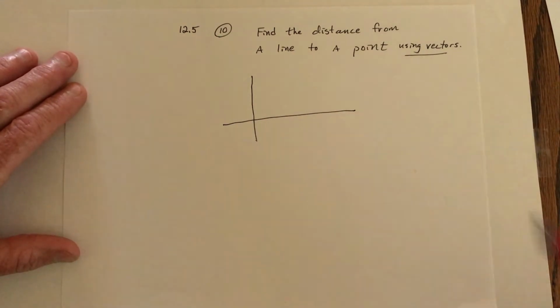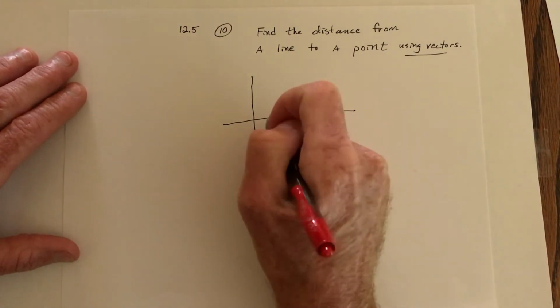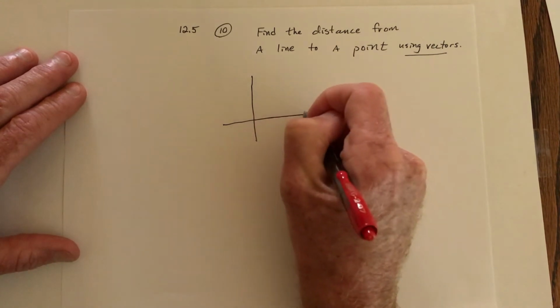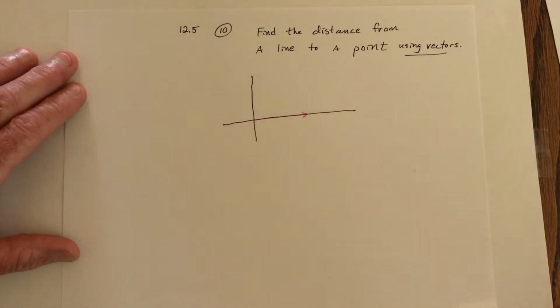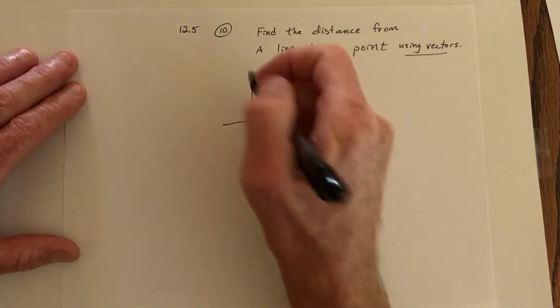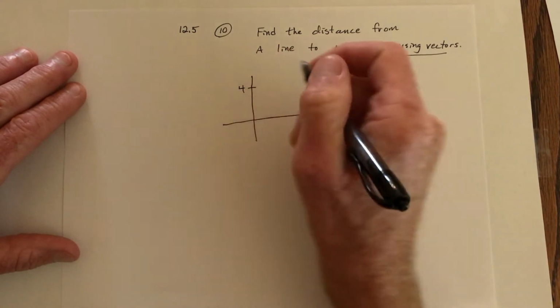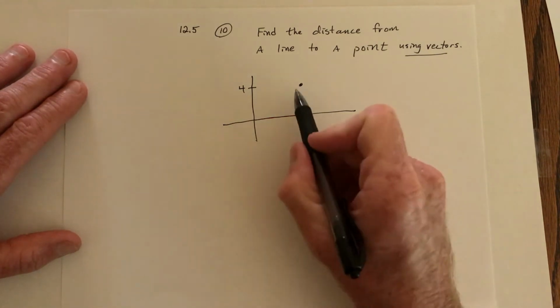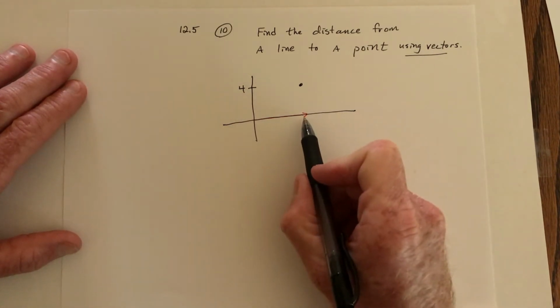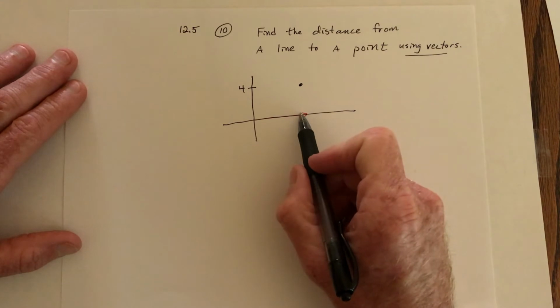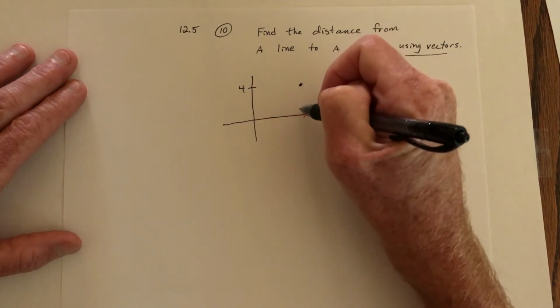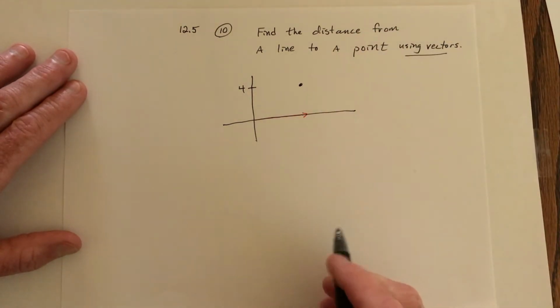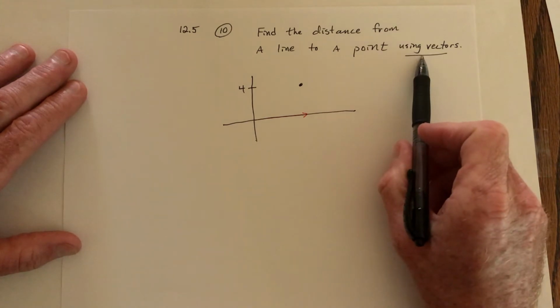So let's say that this x-axis is the line, and then the point is right here. So what's the distance between that point and that line? Well, it's a distance of 4. So if you just drop a perpendicular down, it's a distance of 4. But now do it using vectors.